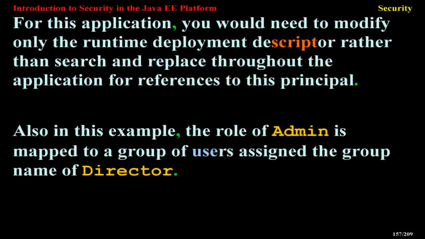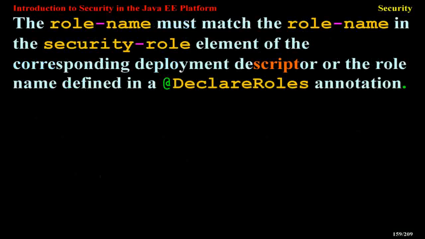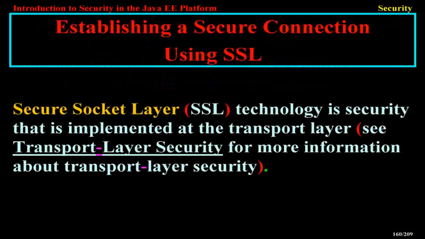Also in this example, the role of Admin is mapped to a group of users assigned the group name of Director. This is useful because the group of people authorized to access director-level administrative data has to be maintained only on the GlassFish server. The application developer does not need to know who these people are, but only needs to define the group of people who will be given access to the information. The role name must match the role name in the security-role element of the corresponding deployment descriptor or the role name defined in a @DeclareRoles annotation.